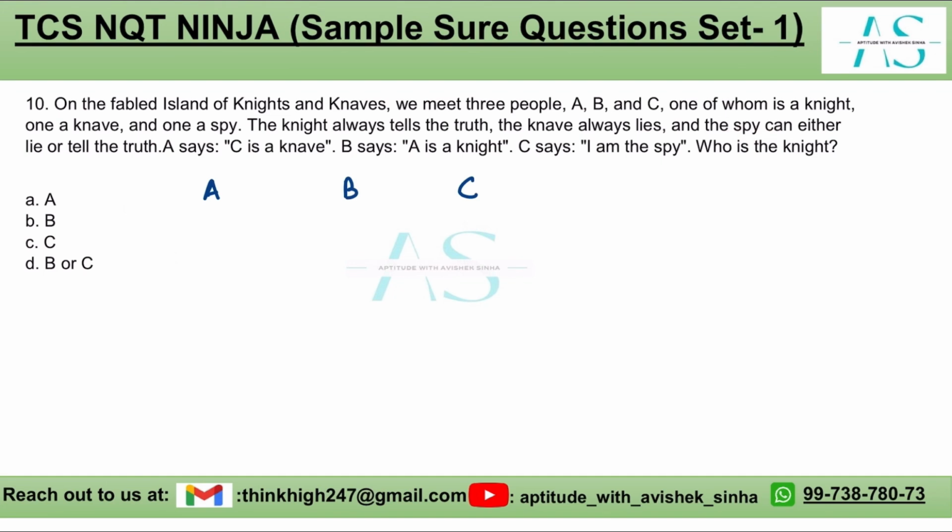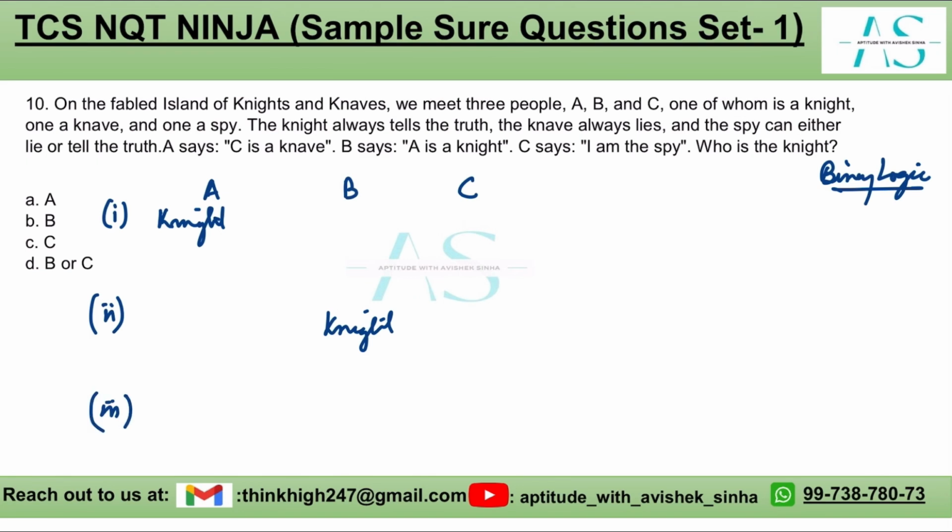That is the condition. Now, these types of questions are categorized under the topic binary logic. If you want to prepare such questions, read or try to understand the topic of reasoning, which is binary logic. Now, how do we start with this? Let's see what the question is. Who is the knight? So we start by assuming the first person to be the knight. Then in the second case, we assume B to be the knight. And in the third case, we assume C to be the knight. And that is how we proceed with our question.